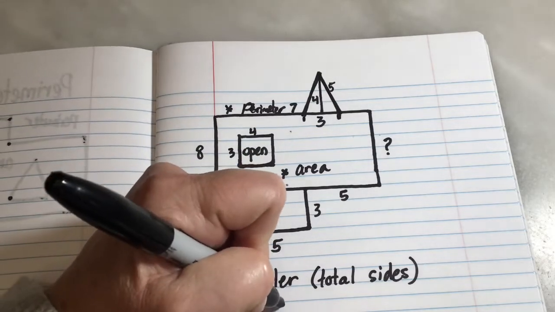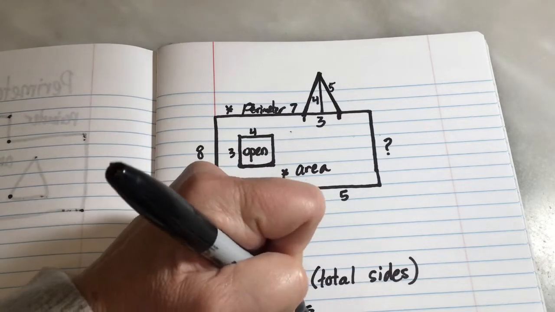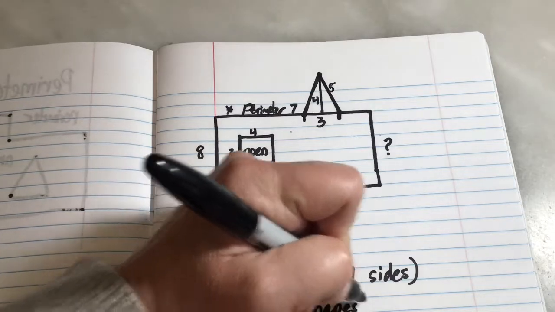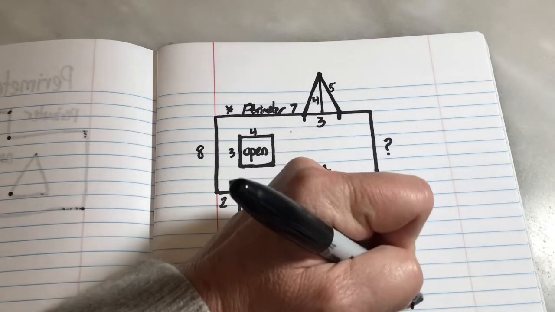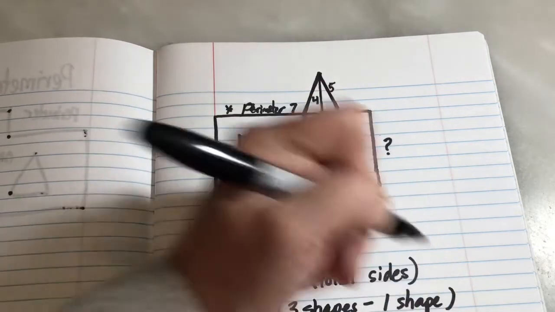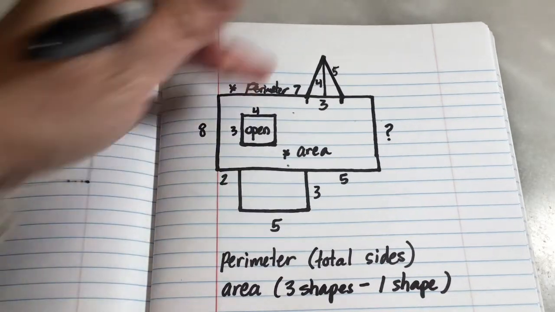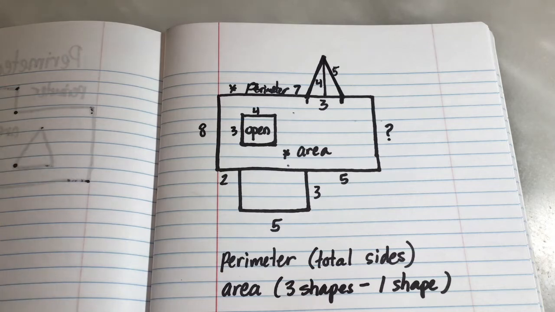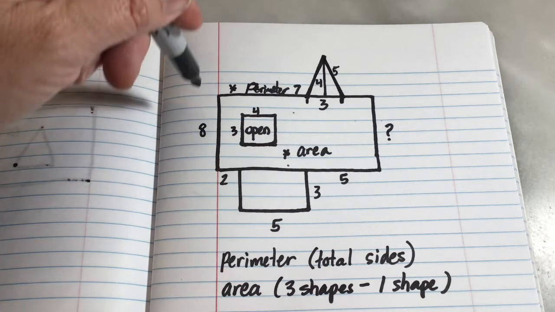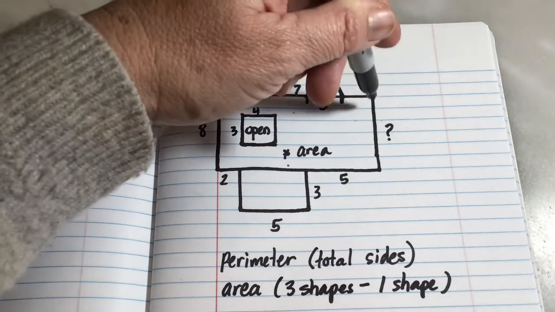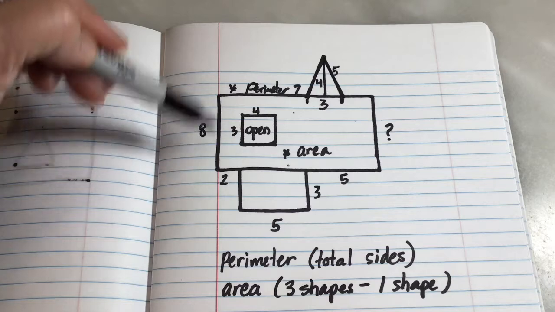So it will be the three shapes minus the one shape that is open. So we have our work cut out for us. This is a lot of little mental math. It's a lot of little computation, and we can make a careless error. But the first thing we need to do is go around the perimeter and make sure we have all the lengths that we need. Okay, first of all, we have that side.